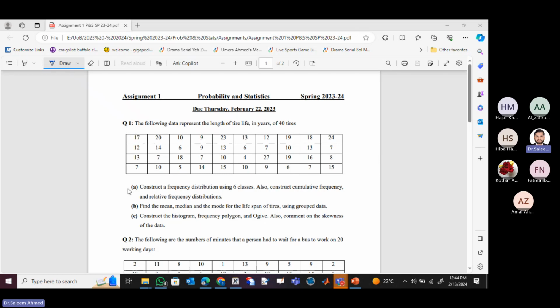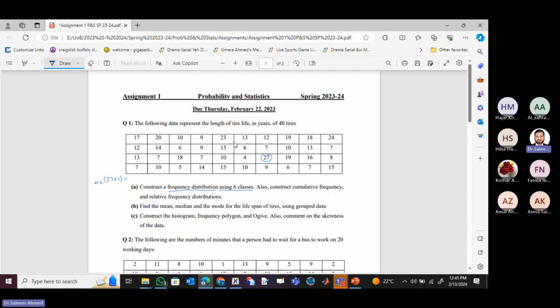Here, this is actually lecture 2, constructing a frequency distribution using 6 classes. If you have to pick the highest value, 23, 24 is the highest. If I go down, 27, so 27 is the highest value, right? First of all, we take the width of the interval. So 27 is the highest one, and then we add 1 unit to it, and then we subtract the lowest one.